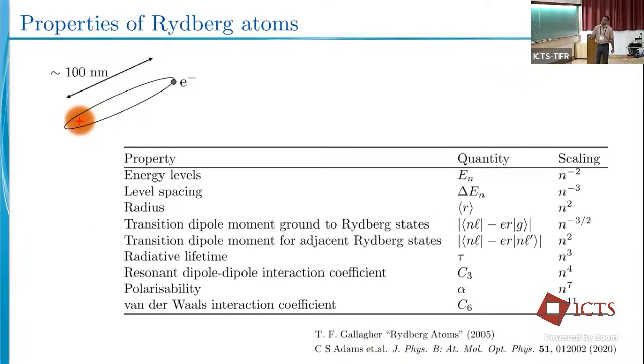Other important properties of the Rydberg atom are as follows. One is the lifetime: as n increases, the atom lifetime increases. Another is the resonant dipole interaction coefficient, which is proportional to n to the power 4. As n increases, this also increases. And the van der Waals interaction coefficient scales as n to the power 11. That's a huge number. So basically we will be using these two terms.